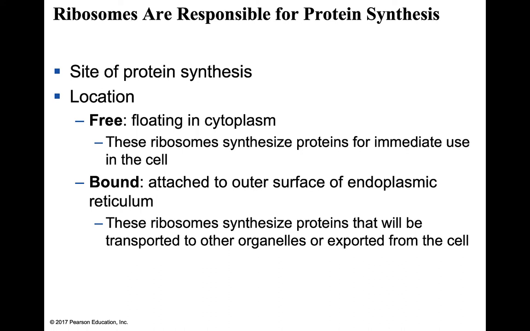Now, the other type of ribosomes are bound. They are attached to the outer surface of the endoplasmic reticulum. These ribosomes will be producing proteins that will be transported to other organelles or actually exported from the cell to other cells or areas of the body.